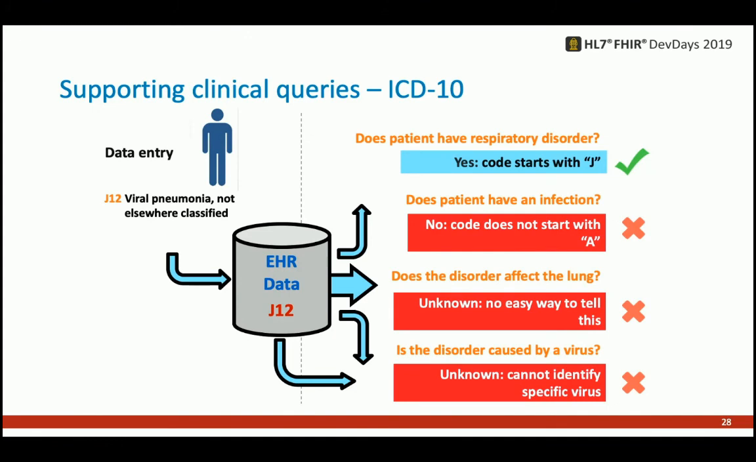So with ICD-10, if we were looking for viral pneumonia, we would say, does the patient have a respiratory disorder? And we would type in J, and we would get J12 back. But we wouldn't be able to know, do they have an infection? Does this disorder affect the lung? And is this caused by a virus? Because that information is not within the model of ICD, quite correctly. That's not supposed to be there.